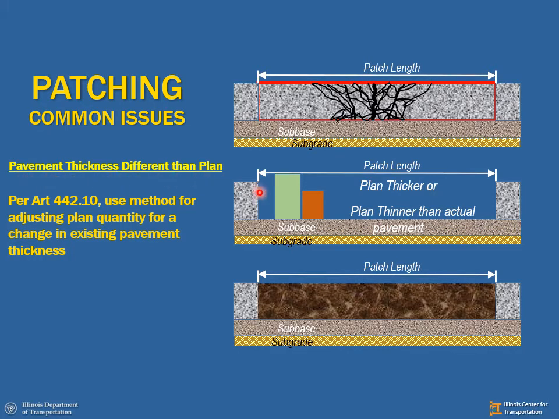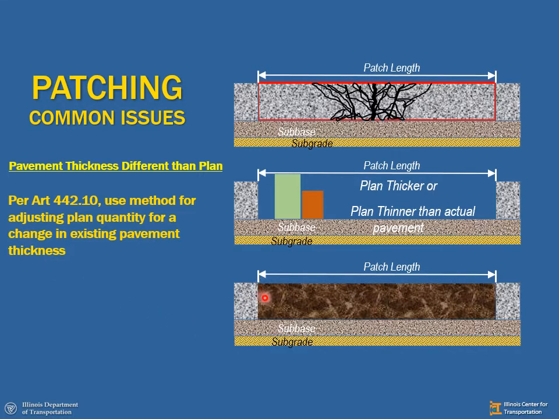One of the most common issues we find in patching is when the pavement thickness is different than planned. So if our planned thickness is thicker or greater than our existing, we have to account for that change. On the other side, if our planned thickness is thinner than the actual pavement, or our existing is greater than the plan, we need a mechanism to adjust payment to the contractor. We can't change their bid price, but we can change the quantity that we pay them to adjust for a patch that was thicker or thinner than was anticipated. We will show you in the method of measurement in pavement patching, Article 44210, using the method for adjusting planned quantity for a change in the existing pavement thickness different than planned.